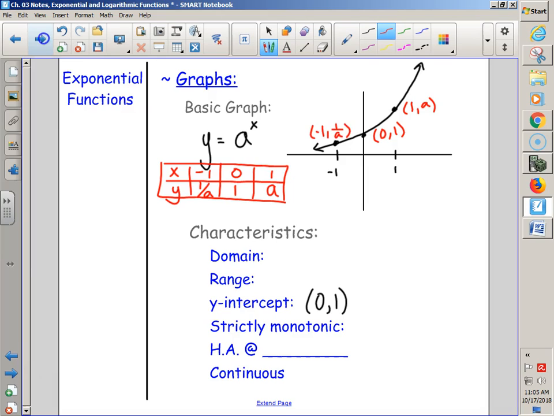So let's go ahead and fill in more characteristics of the graph. Domain. Well, you guys answer me. How left does it go? All real, sure, but how left if we're doing intervals? Good. How right? Good. How low does it go for range?